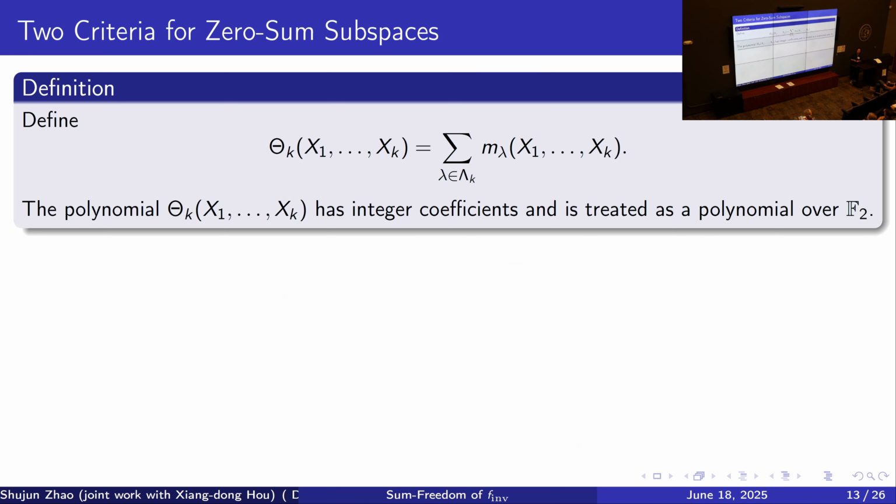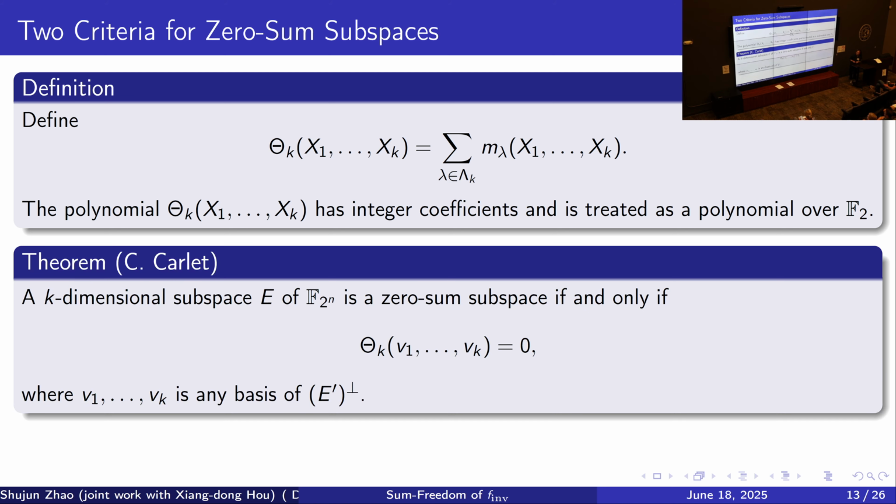And then we could define our polynomial, theta k, to be the sum of all the lambda k's, where k is a partition of 2 to the k minus 1. And this polynomial is also a polynomial in F2 and has k variables. And this polynomial is essential in determining the zero-sum subspace.